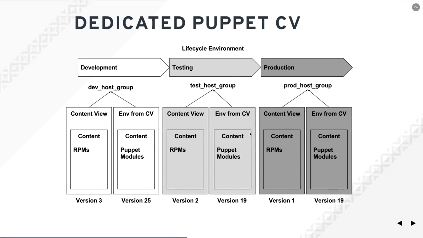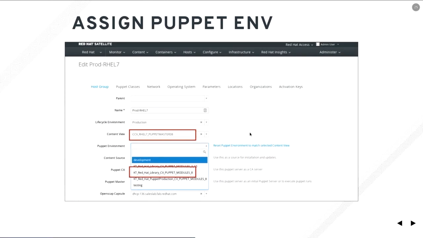So you would have a content view, version 3 in development, and I might have version 25 of the content view that I use to create my environment with. That can move at completely different speeds. I have a slow moving content view with RPMs, and I can have a very fast moving content view, or actually the environment that goes with it, that I use for Puppet modules. So I have two different speeds. How do I do this?